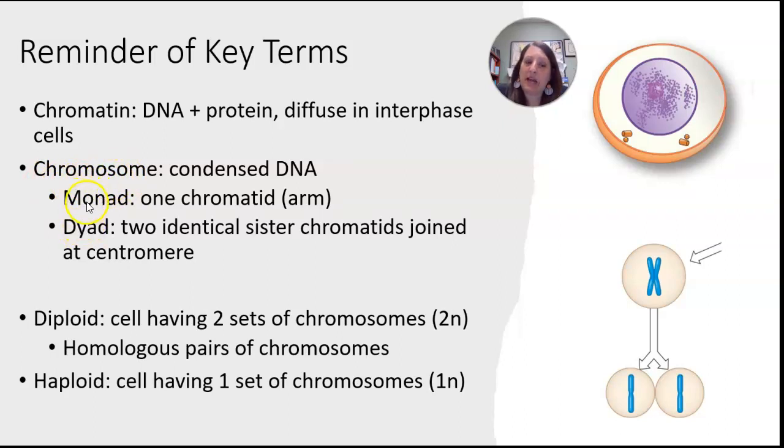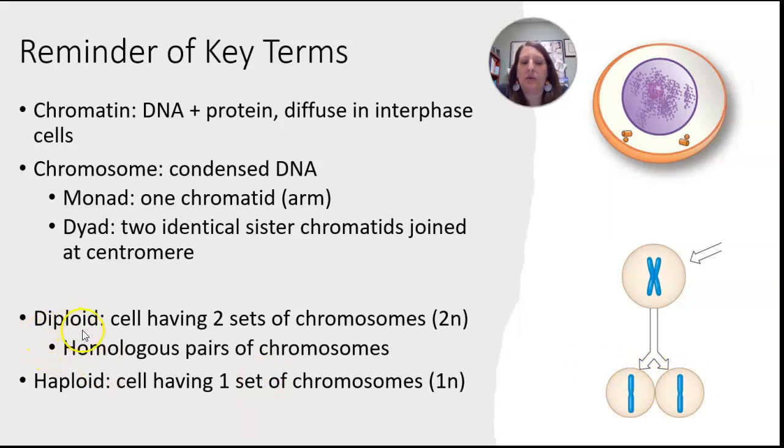Remember, we have monads and dyads. So again, your chromosomes will start off as dyads, two identical sister chromatids joined together at the centromere. And then as we separate them, they become monads, one-armed chromosomes. So if we look back here, this is a dyad with two arms. And if those two arms come apart, they are monads. So single chromatids.